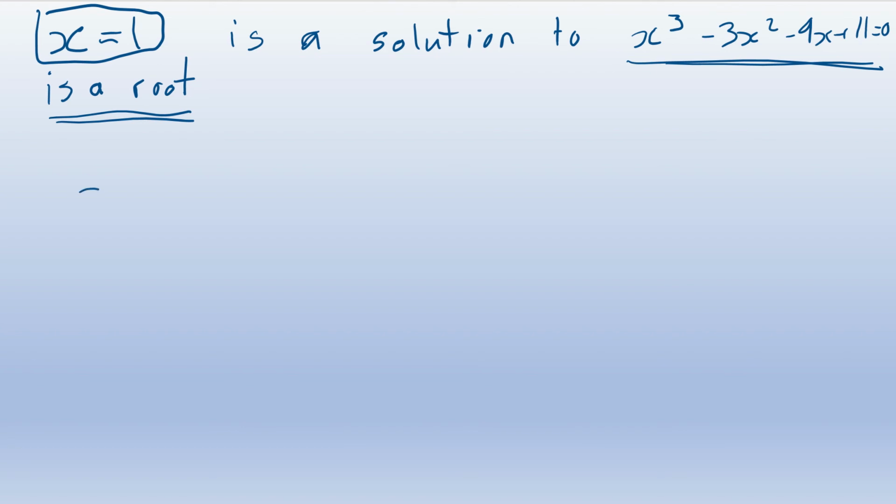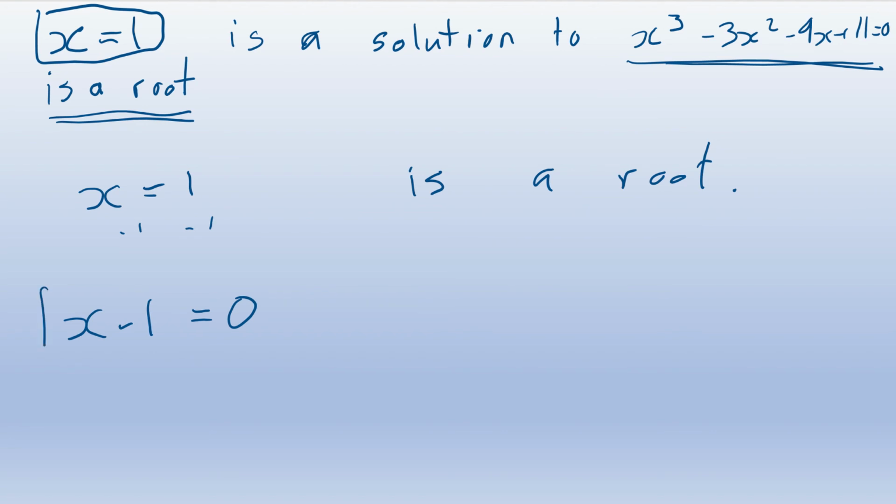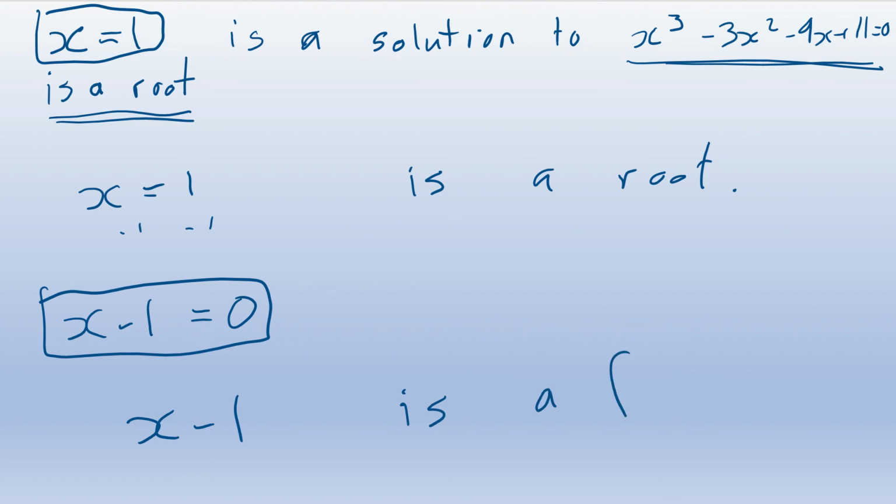So if x is equal to 1 is a root, then I know that if I take 1 away from both sides, so that I get 0 on one of my sides, I'm going to end up with x minus 1 is equal to 0. That's what I end up with. And my x minus 1 is a factor.